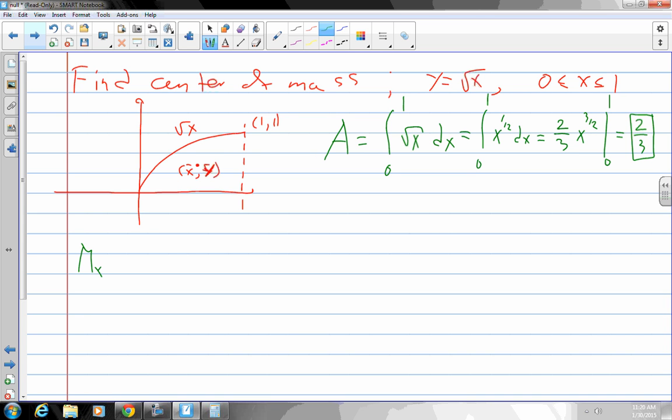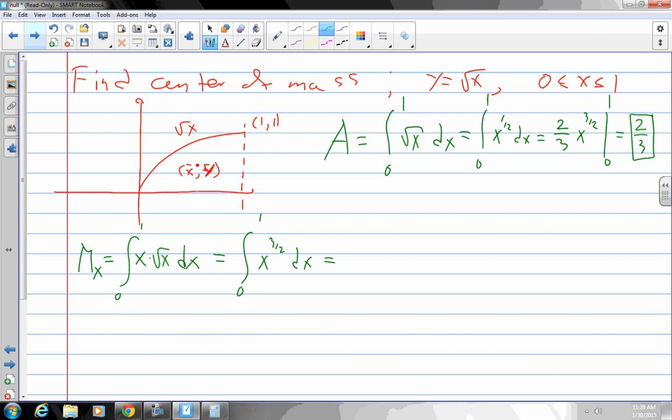So then we'll compute the moment, let's say in the x direction. So we get the integral from 0 to 1 of x times the function, square root of x, dx. Which is another integral that we can handle. There's no issues there. It's a Calc 1 problem. So it's from 0 to 1, x to the power 3/2 dx.